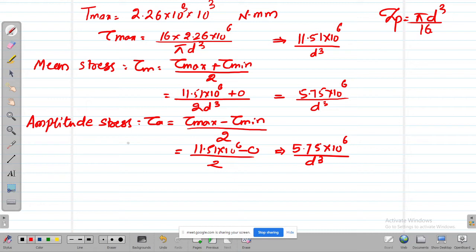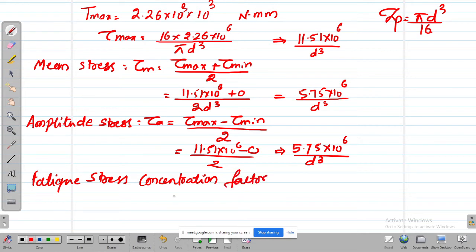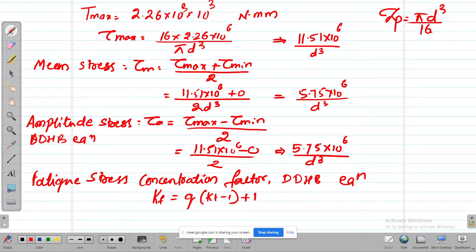Now, you calculate the fatigue stress concentration factor here. So KF equal to q in brackets KT minus 1 plus 1. You can refer to the design data handbook. You note an equation here. For this one also you write the equation. So referring to the design data handbook, what is the equation number?